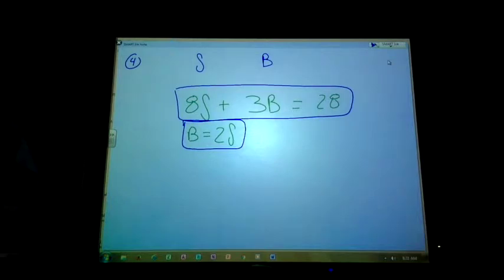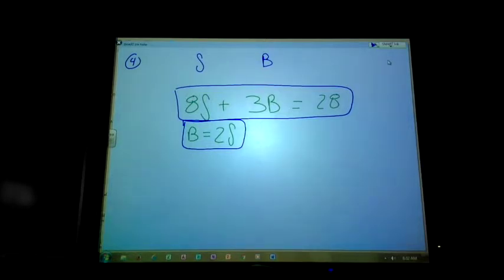Did you follow how we got the two equations just from the sentences? It told us that 8 times the smaller number plus 3 times the bigger number would add together to give us 28. We're using S for small and B for big, just using the letters rather than X and Y. And they also told us that the bigger number is twice the small.